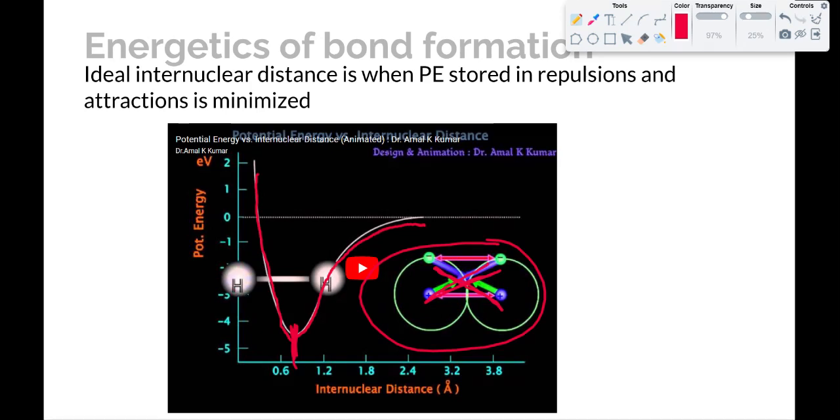Now, that's not to say that those two atoms sit at exactly that distance away from each other. Instead, they oscillate back and forth. They vibrate a little bit because of the energy that they have. But on average, that's the length of that bond.